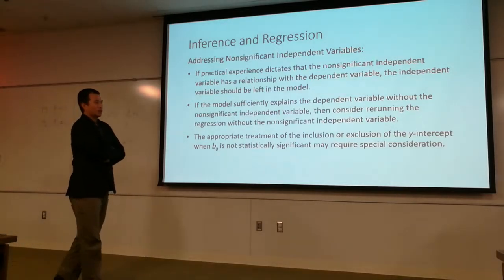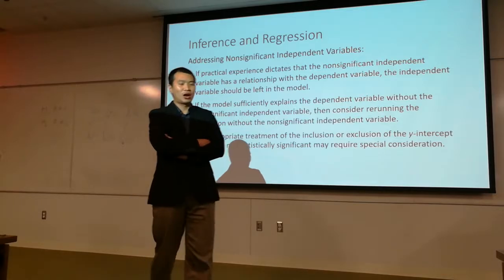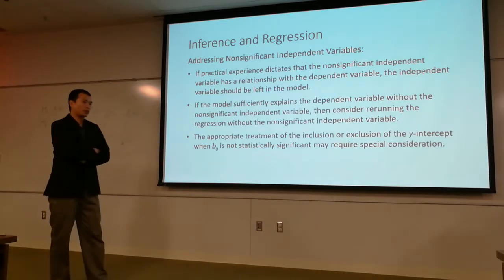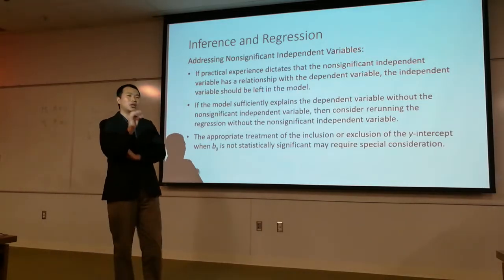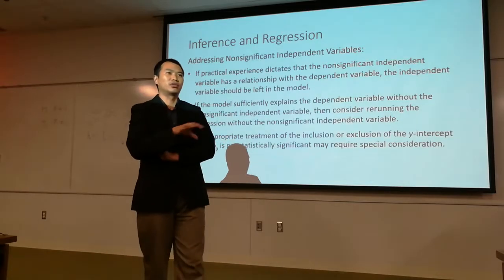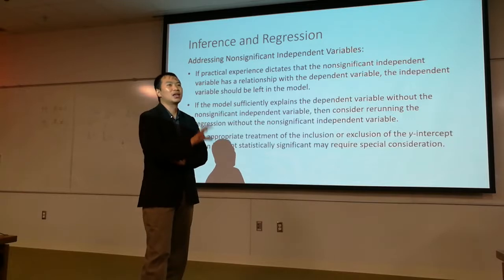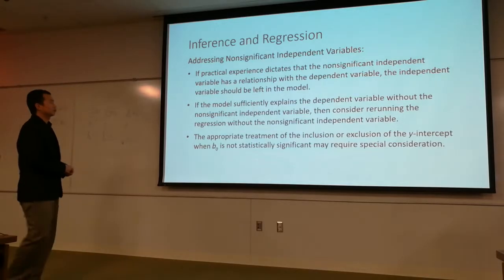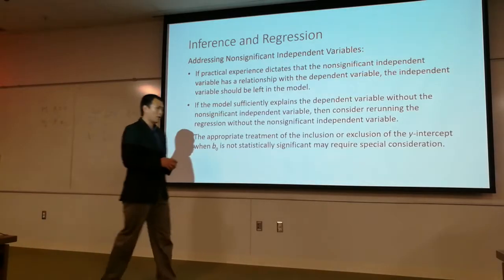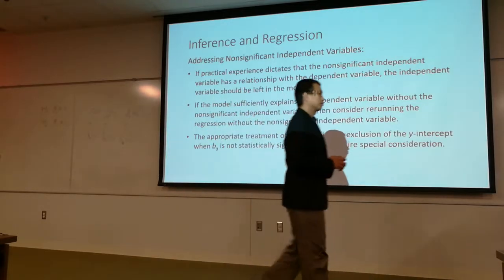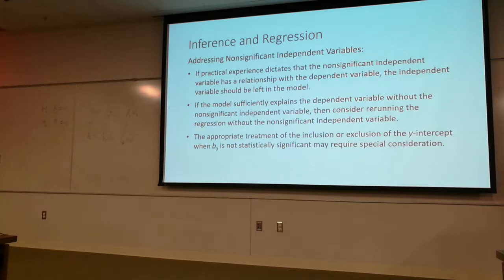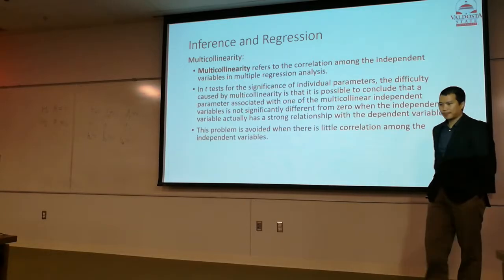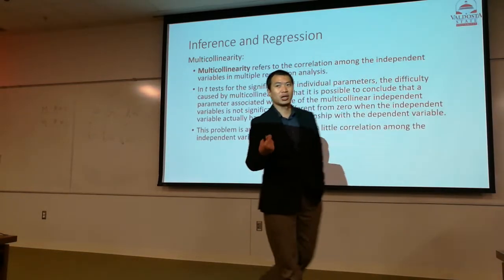You have to look at the context. From your practical experience, if the independent variable can be removed, or it doesn't have to be there, or it doesn't have a real impact on the dependent variable, you can just remove it. But you have to make sure practically you can remove it. But sometimes we have to get more information about the result.